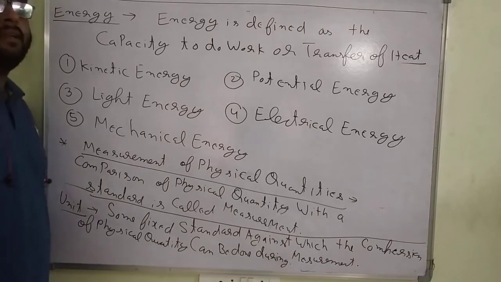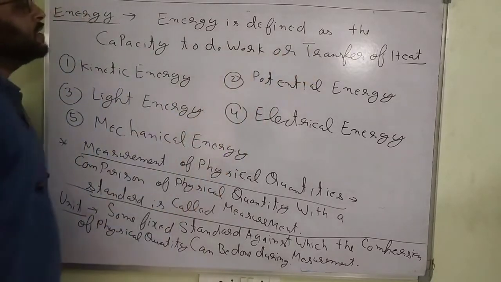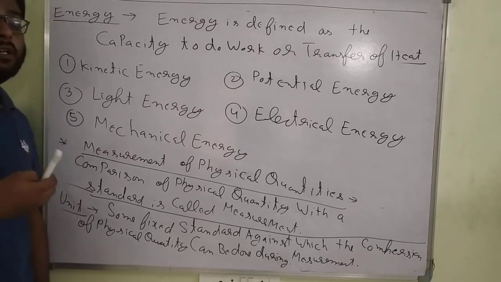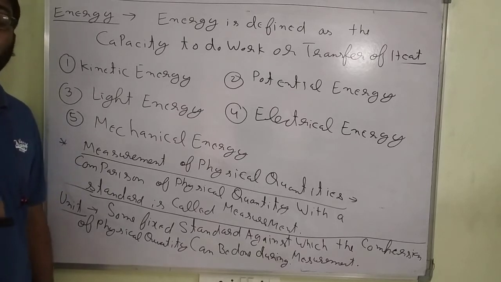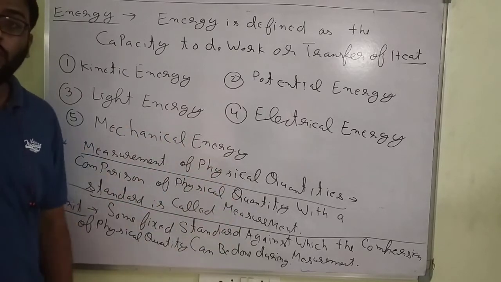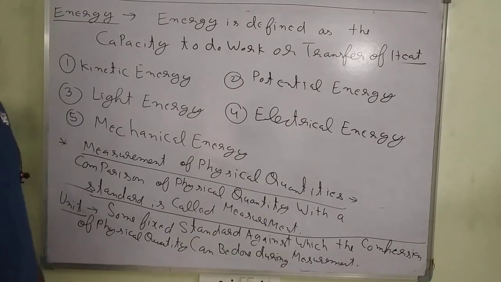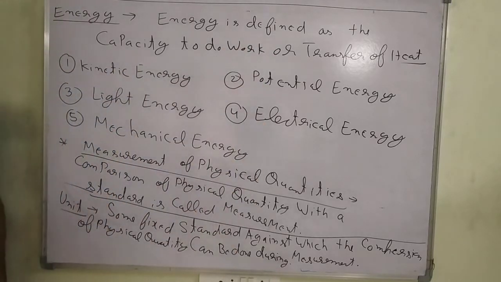Okay, what is energy? Today we will discuss energy. Energy is defined as the capacity to do work or transfer of heat. Suppose human beings are doing some work, so we want some energy. How can we get the energy? From the source of food, by sleeping. Everything wants energy. So energy defines the capacity to work, and transfer of heat.